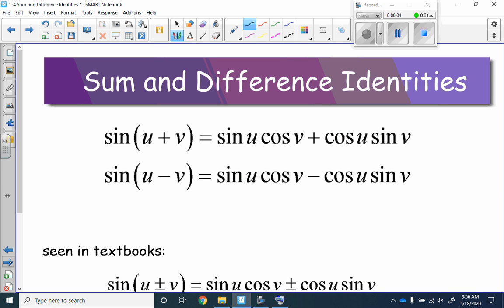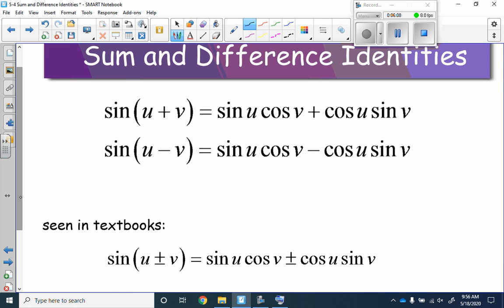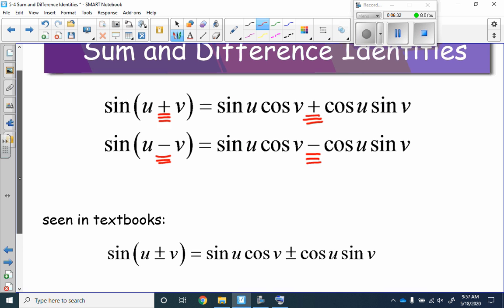Now, sine has slightly different formulas, but kind of the same too. You just have to be careful. That's why you've got your notes. The sine of u plus v, you're taking the sine of the first times the cosine of the second plus the cosine of the first times the sine of the second. So you're kind of mixing them up this time. Notice that your signs stay the same with that.